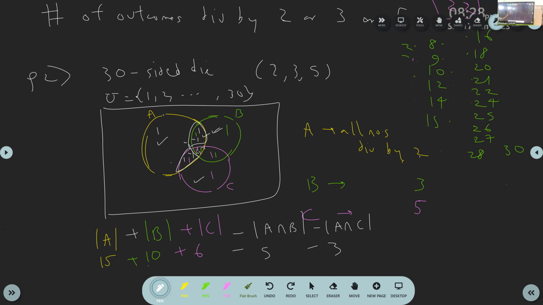Green and pink are the common region. So that also I have to subtract, right? So that is B intersection C. And how many elements should that have? B and C, so divisible by 3 and divisible by 5. 15. So how many elements? Only 2, right? 30 divided by 15. And so I subtract 1 from this region. So now you see this region is also taken care of. So all regions are taken care of now.